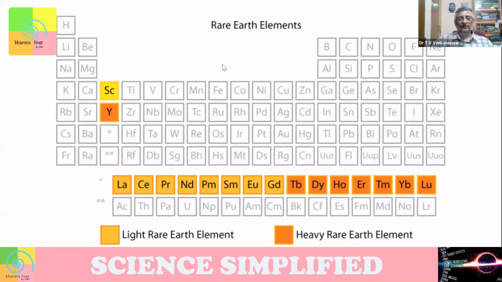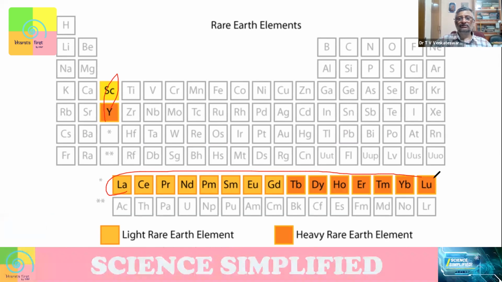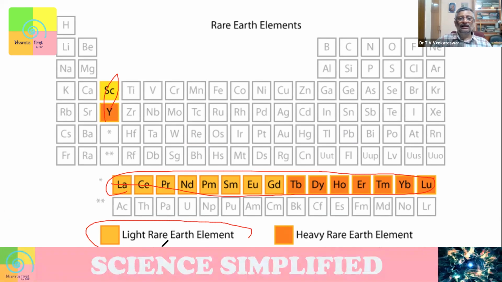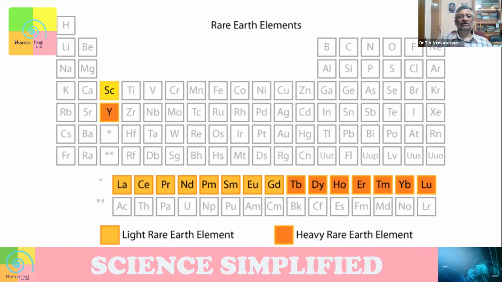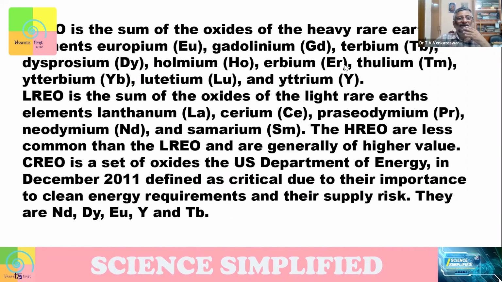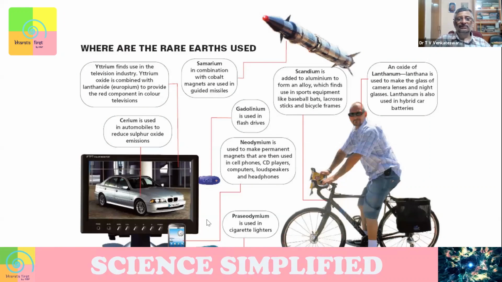Thank you. So if I look at a periodic table, these elements are called rare earth elements. Some of them are called light rare earth elements, and some are called heavy rare earth elements, because in terms of atomic number, these are all heavy and these are all light. So these are the two categories we generally use.